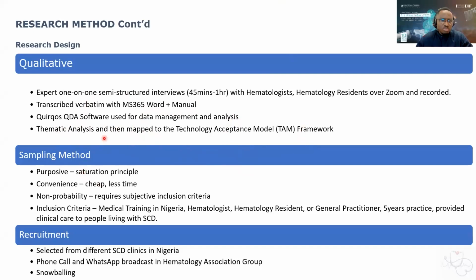And the sampling method was simply purposive. It was non-probability sampling. Most of the doctors were recruited from different sickle cell clinics or healthcare institutions in Nigeria via snowballing, phone calls, and WhatsApp broadcasts through hematology groups.